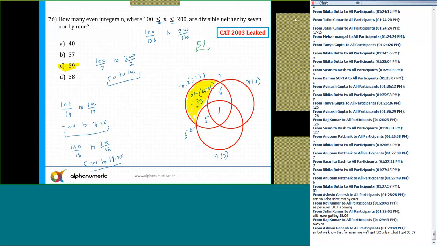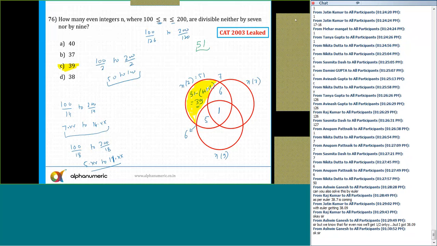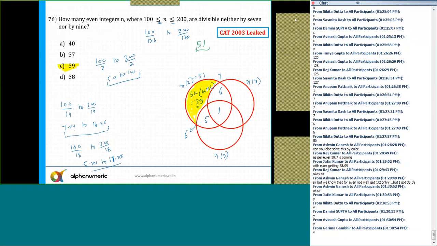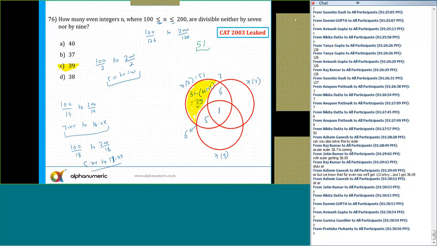Okay, guys, can we move to the next slide? Euler's advantage is only if the total number of numbers is an exact multiple, like here 2, 7, and 9. If the range is given as an exact multiple of the LCM, then it's better to use it. Otherwise, avoid that. I keep saying that in the class also. Now, let's move to question number 77.